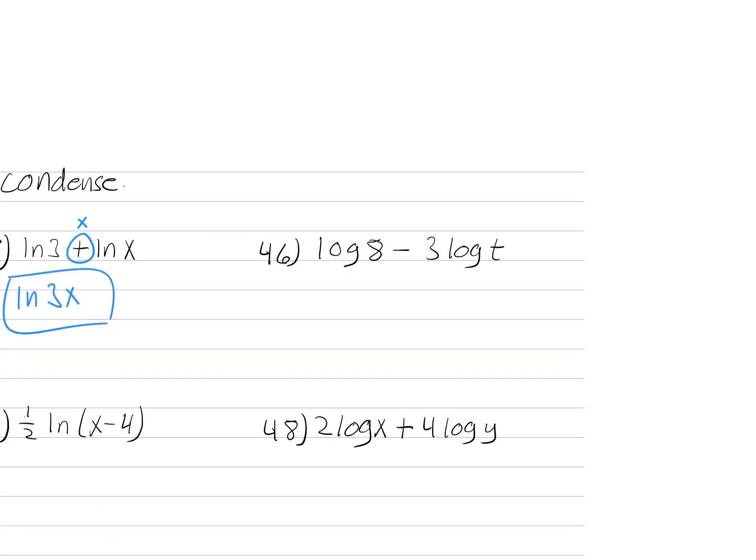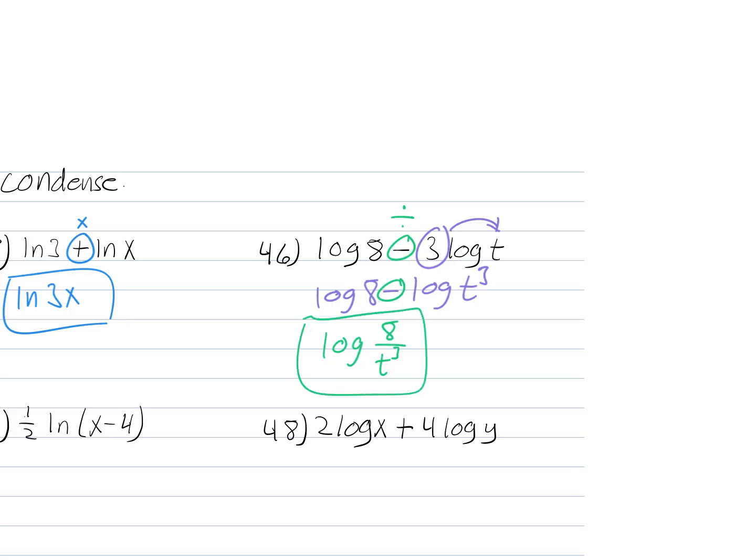46, I see a minus between my logs. I know that's going to be a division. And then I see a 3 out front. I know that's going to become an exponent. So right now I have a log of 8 minus log of t cubed. And then now I can take care of that minus, and it's going to become log of 8 divided by t cubed. And now we have one single log.